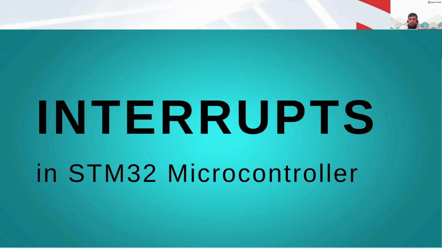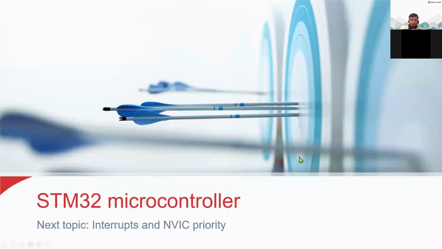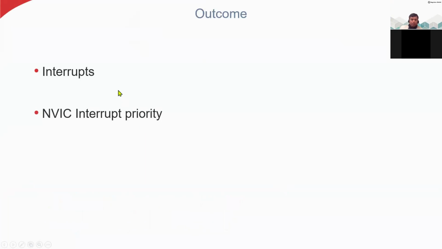Interrupts. Okay, so interrupts, we have different types of interrupts, and we will see the detail of interrupts now. So mainly we will see the interrupts and then the NVIC interrupt priority. How can we set up the priority for interrupts, or at least what are the standards for interrupts priority?